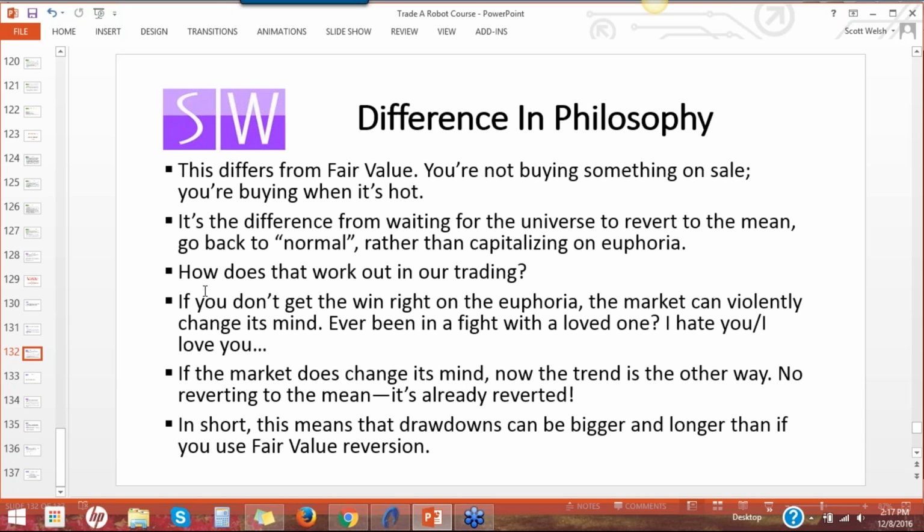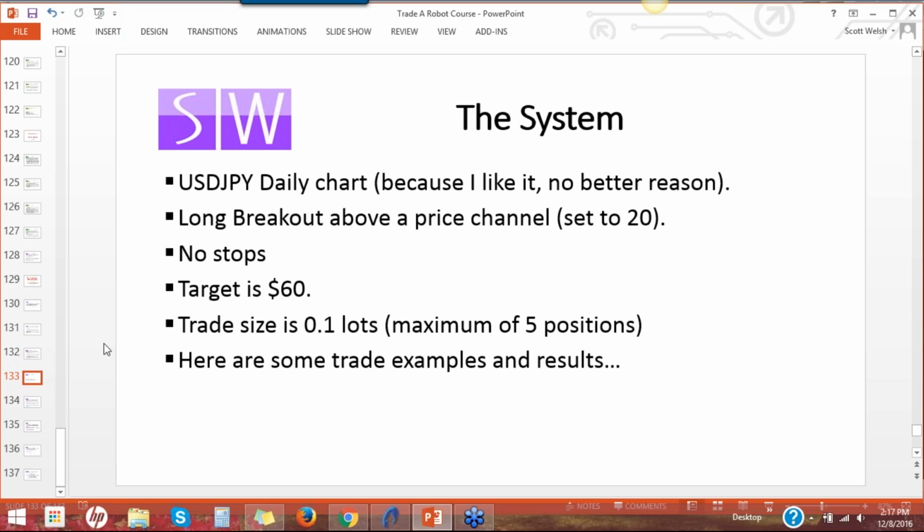The difference in philosophy is this. If you buy on sale, it has a place to rise. If you buy it at the top and it reverses, you can be in that drawdown for a while. Hope that makes sense. Okay, so let's look at the system.